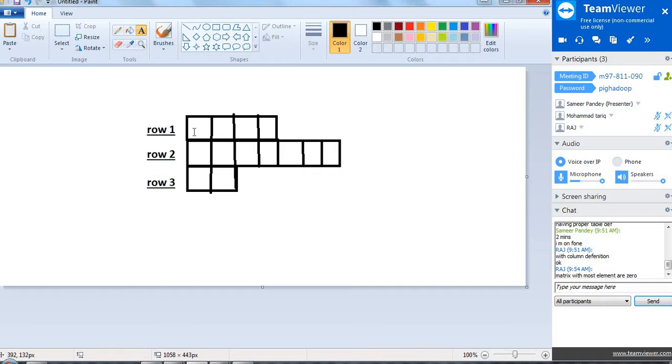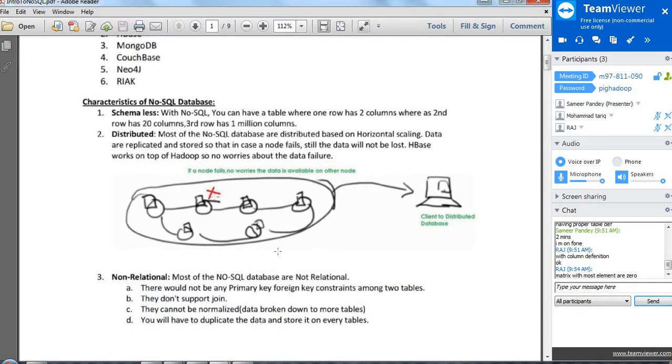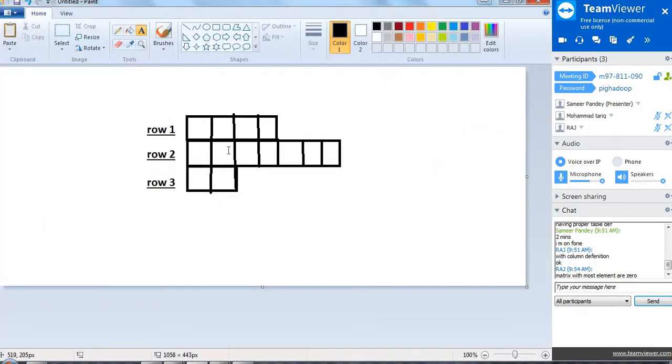Now the next question: why do we want this structure? What are the uses of this structure? We could have the same number of columns. I'll tell you in the upcoming discussion why we have this kind of structure and what the uses of this structure are.